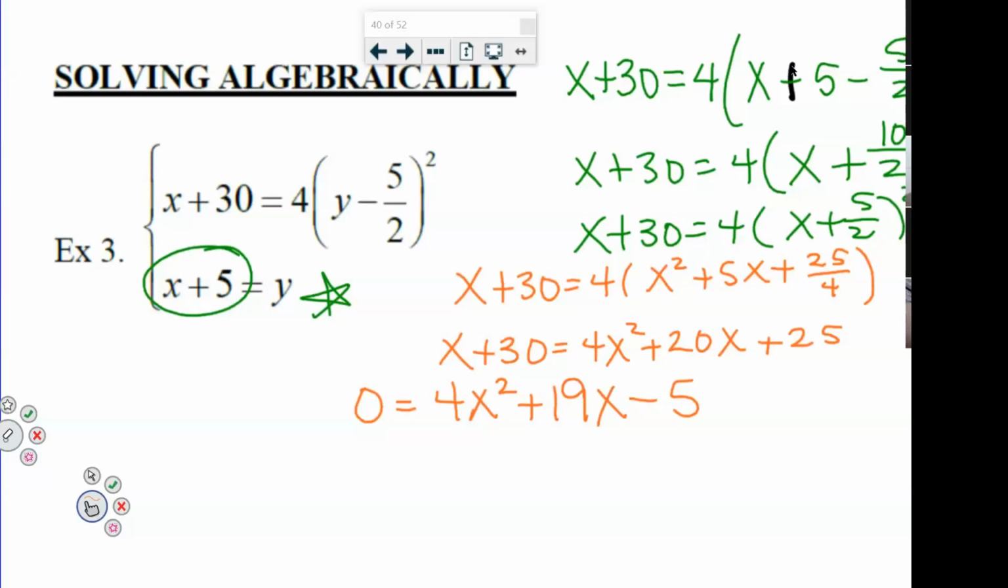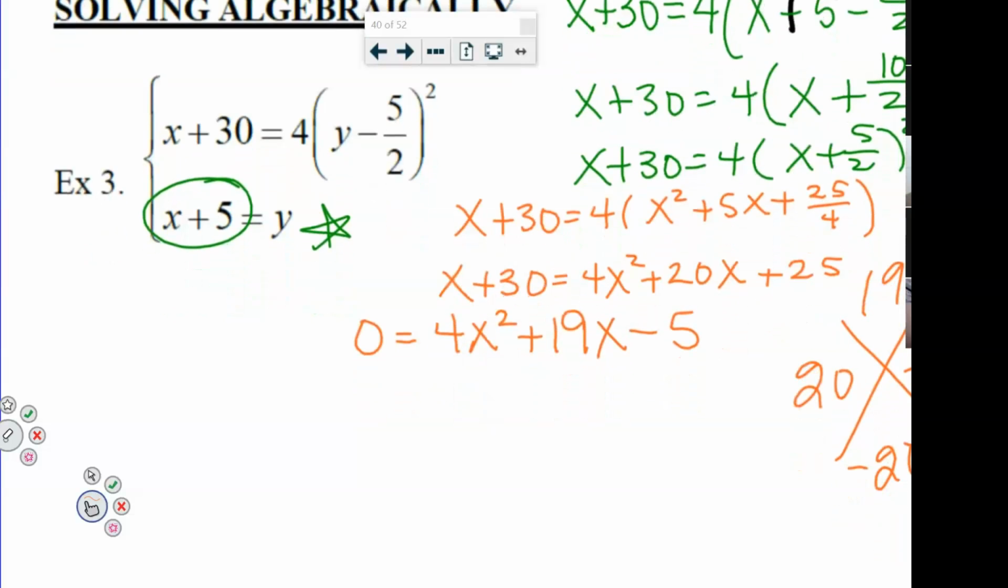So most of the time it's going to be factorable. This is factorable, guys. What are we going to use for factors? Remember, we multiply a times c, so that's going to be a negative 20. And then I've got a positive 19. What numbers do I put in the sides of my X? A 20 and a negative 1. Good. So I'm going to factor by grouping.